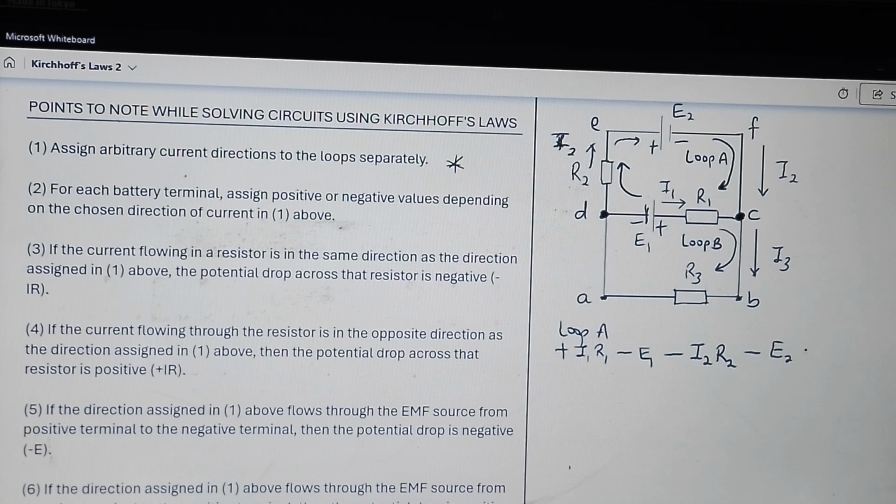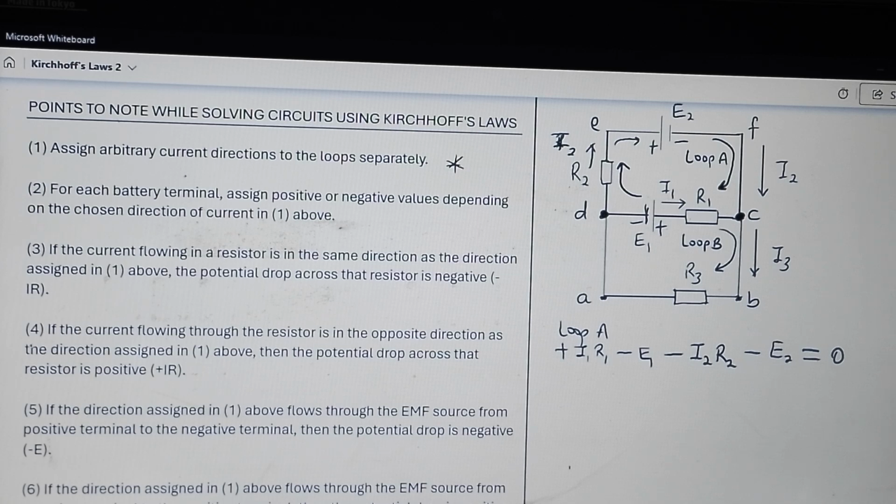And we say the sum of the potential drops, the algebraic sum of the potential drops across a closed loop, is equal to 0. That is a statement of Kirchhoff's voltage law. So we say equal to 0. You've gotten one equation. You go on to the second loop, loop B.